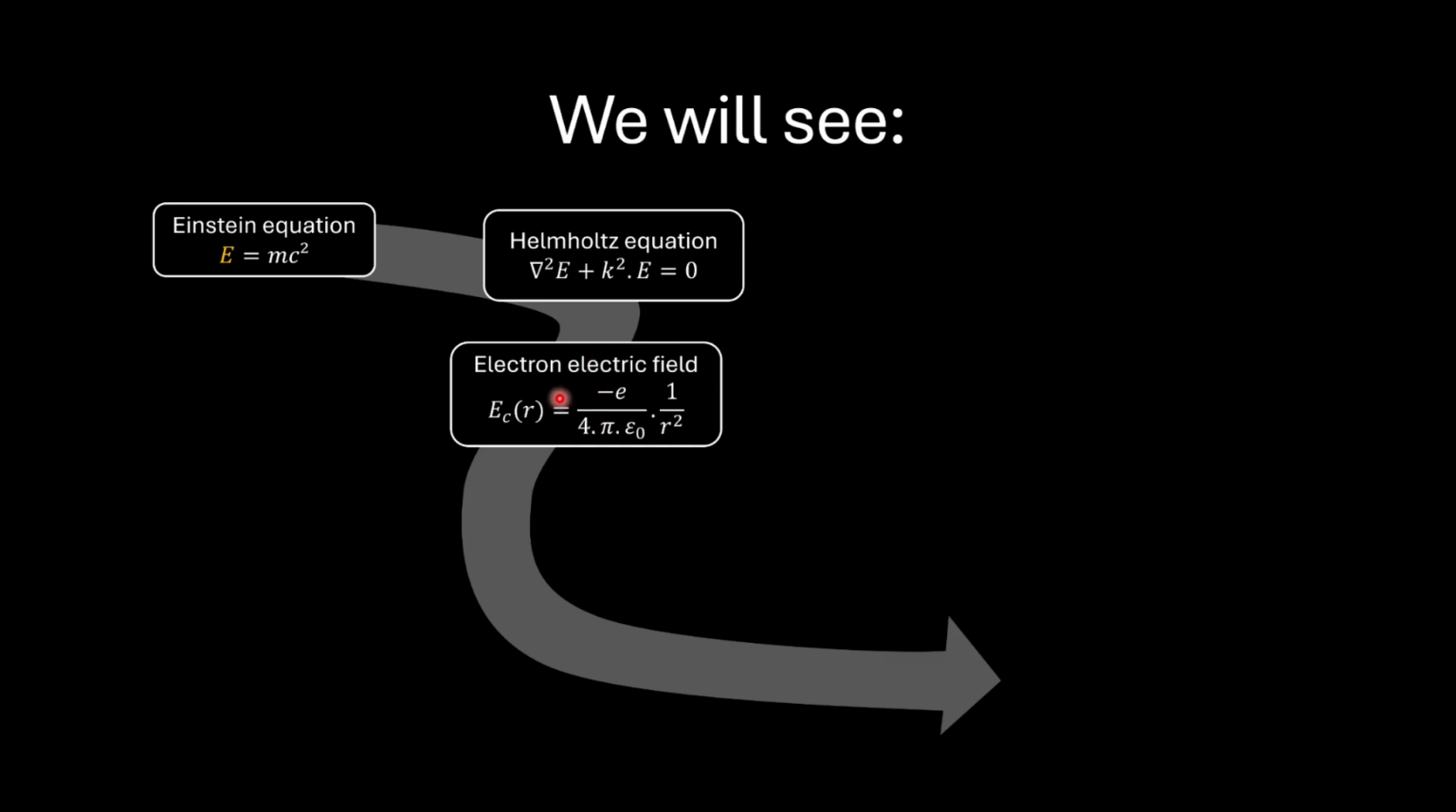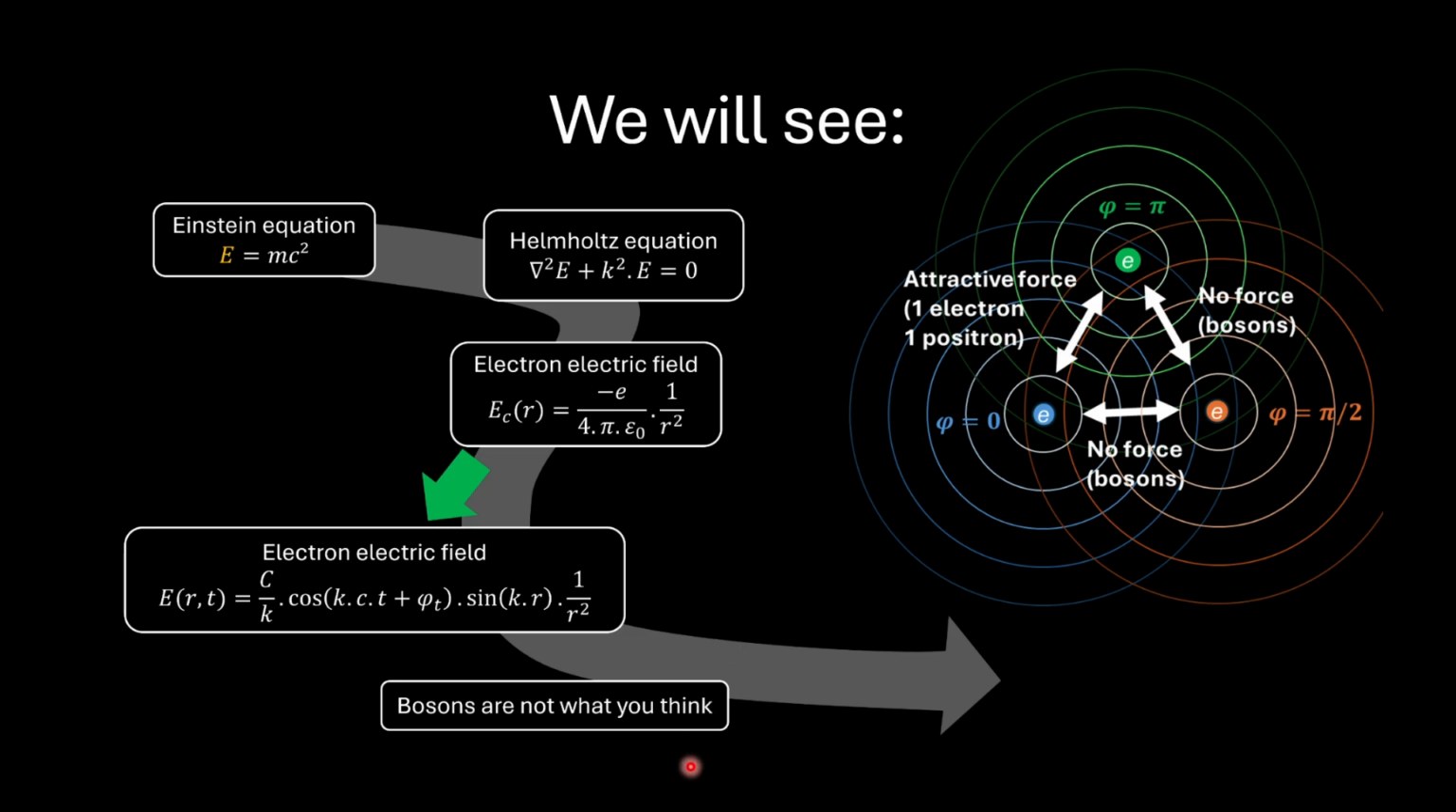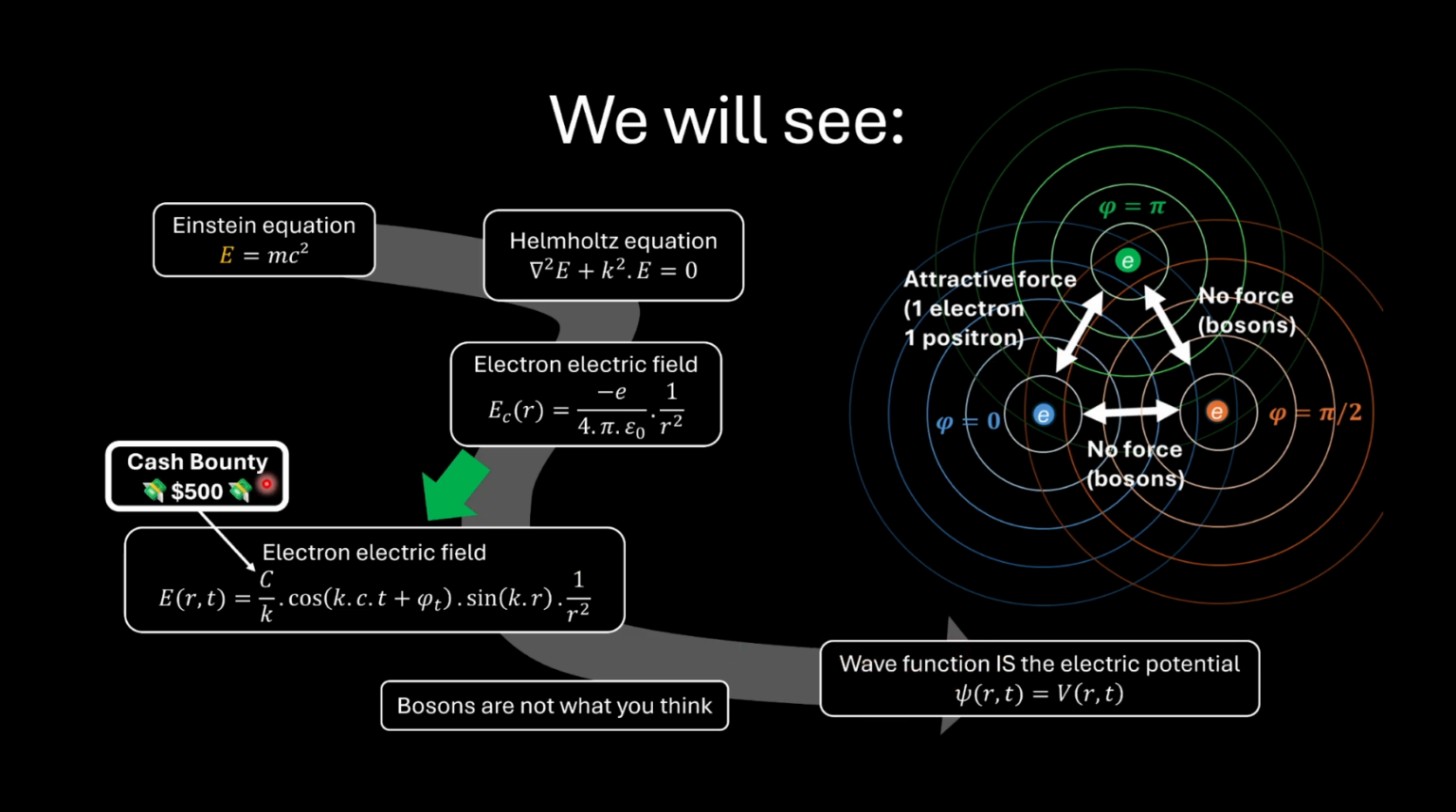Find that the Coulomb field of the electron can be rewritten in a different form. Then we will see the implications of it on bosons and quantum physics. And to put my money where my mouth is, here is the cash bounty. I will give $500 of my own money to the first person that explains the value of this constant c. We will see its value in the next slides.